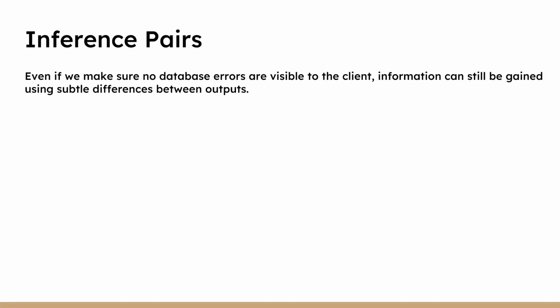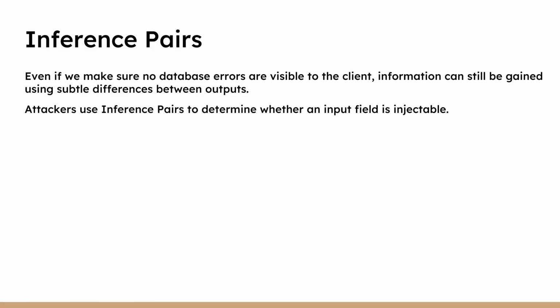Inference pairs. You can see the PowerPoint, right? Okay, good. Inference pairs. This is different to illegal queries. Basically, even if there are no explicit error messages from the database visible to the client, the attacker can still figure stuff out based on subtle differences between outputs. They'll use this to determine whether an input field is actually injectable.